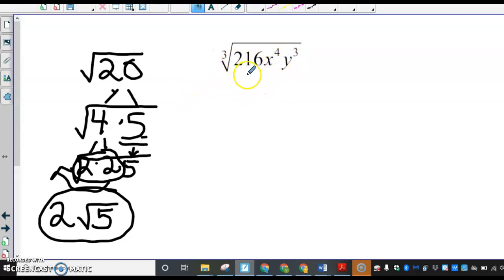So I'm going to do 2 examples. So I always treat these all differently. So 216, we're going to break it down like any other number. X to the 4th means there's just 4 x's multiplied by themselves, and y to the 3rd is just 3 y's multiplied by themselves. So I'm going to deal with 216 first. I'll do this one separately.